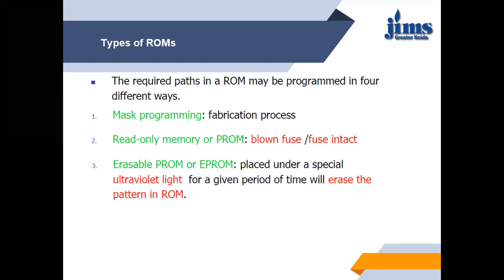Another is erasable programmable memory, that is EPROM. It is placed under a special ultraviolet light for a given period of time, which will erase the pattern of the ROM, and we can reprogram the ROM just like a PROM. So in this EPROM, we can erase just like a rewritable CD. We can erase the CD and we can burn the CD. The burning process is called fusing. So this is the type of ROM, that is EPROM. We can erase and we can reprogram the ROM.